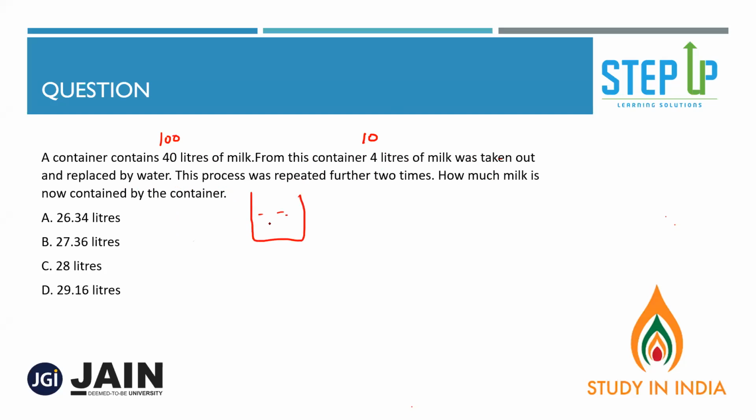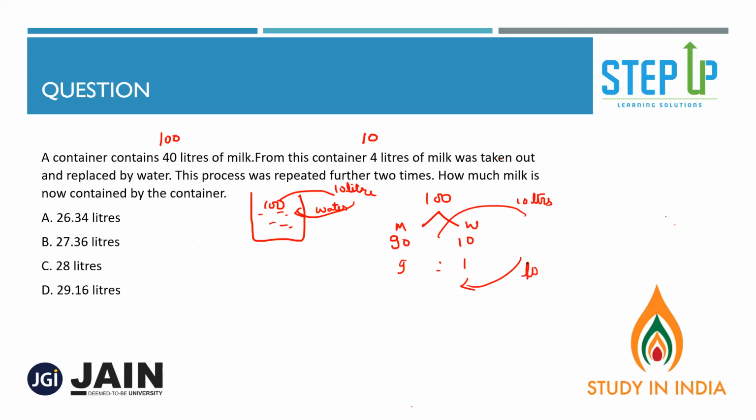Now 100 liter milk is there. If I'm taking out 10 liter and replacing it with water, it means that 90 liter will be milk and 10 liter will be water. Fine. Next time, when you're taking out, it has to be in the ratio of 9:1. Now, next time when you're taking out, again, 10 liters of solution will come out and 10 liters of water will get added. Now, think about it. 10 liter is what percent of 100? I asked, 10 liter is what percent of 100?